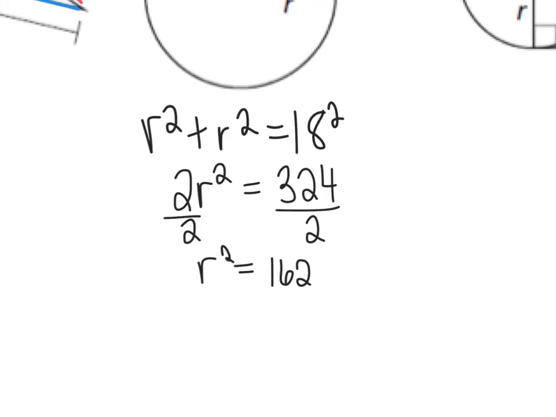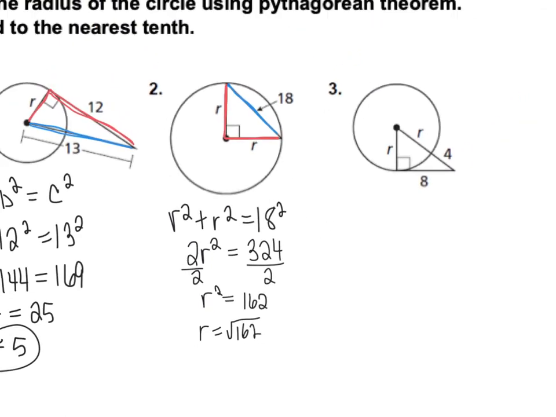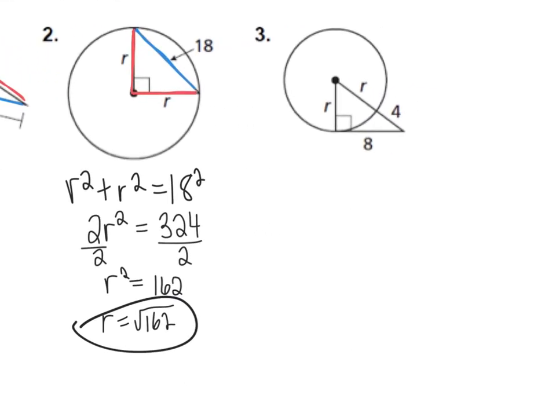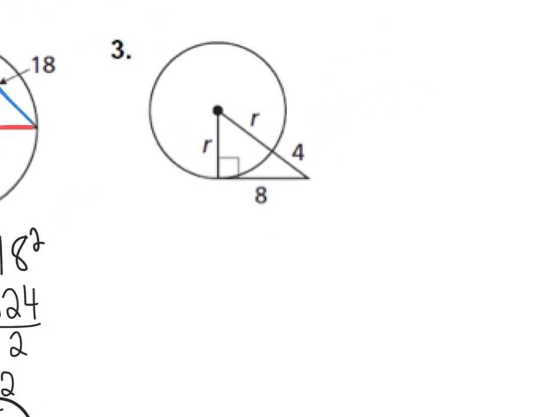And we need to take the square root of both sides. So r is the square root of 162, which I don't know what that is off the top of my head. We'd have to have a calculator to figure that out, but you guys can go ahead and figure that out in the calculator. Number 3 is a little bit trickier, so be careful when you're doing number 3.